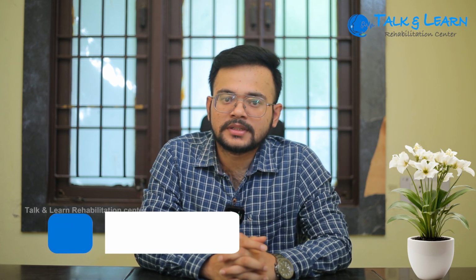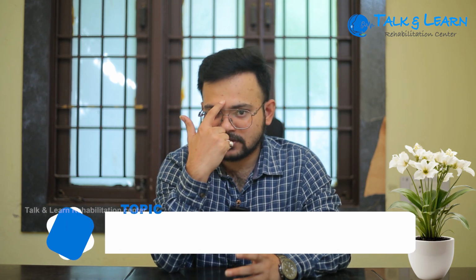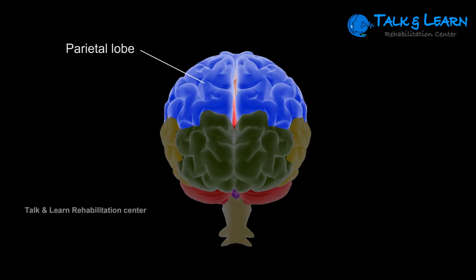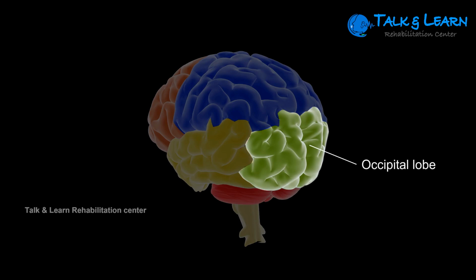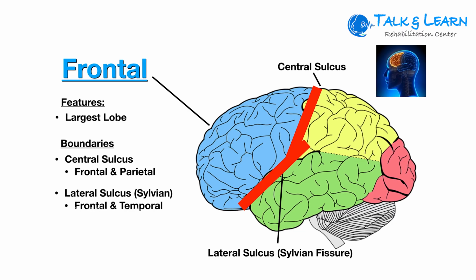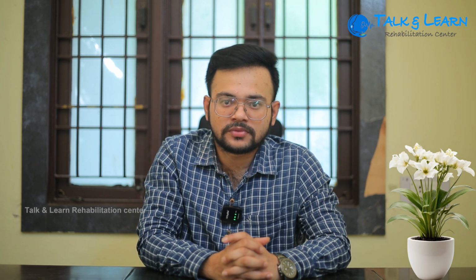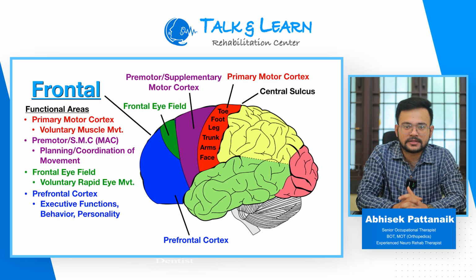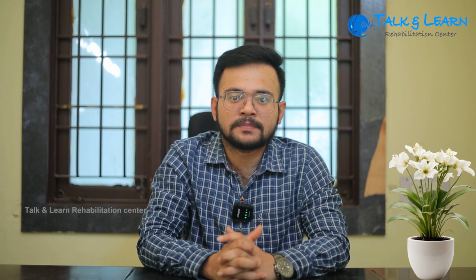So coming to the topic, basically there are four lobes in our brain. First is the frontal lobe, which is exactly behind the forehead. Second is the parietal lobe. Third is the temporal lobe, and fourth is the occipital lobe. So coming to the frontal lobe, this is the largest lobe of the brain, situated exactly behind our forehead, which is primarily responsible for memory, thinking, judgment, executive function, emotion and planning.